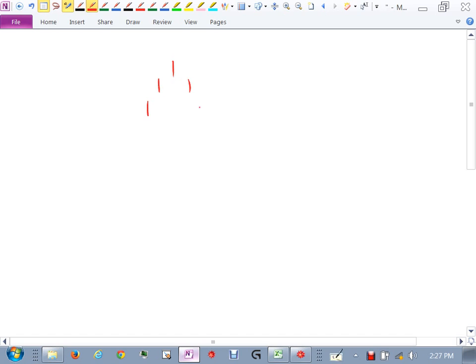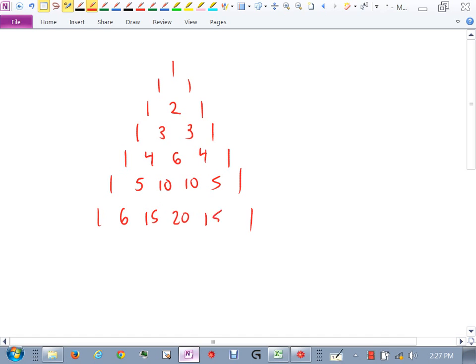1, 1, 1, 1. Edges are 1, right? Here's 2 in the middle. Edges are 1, 3, 3. Edges are 1, 4, 6, 4. Edges are 1, 5, 10, 10, 5. Edges are 1, 6, 15, 20, 15. See me? So you would have to go down until you got to where you need to go.